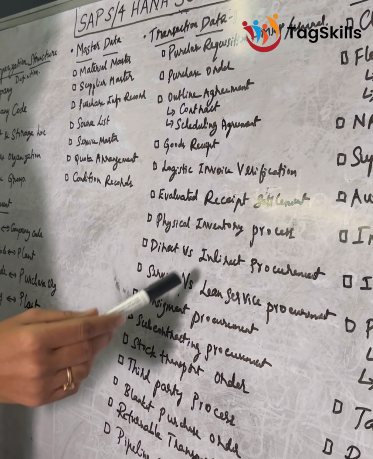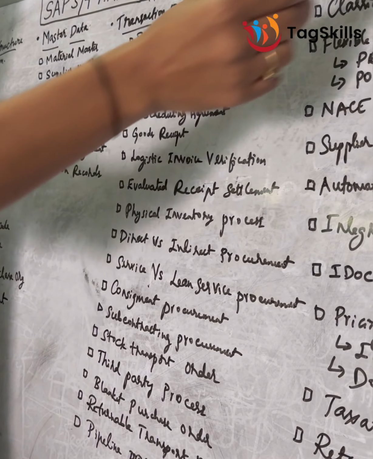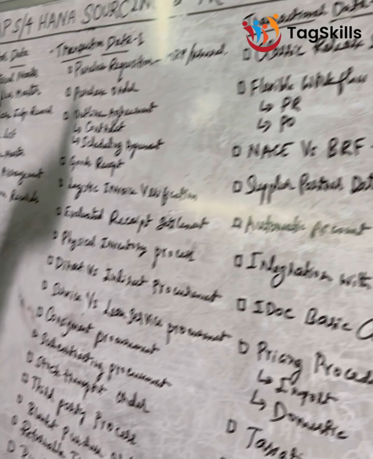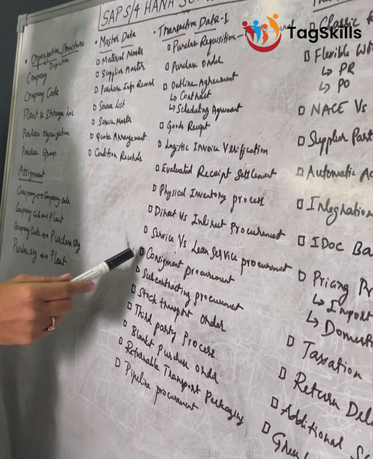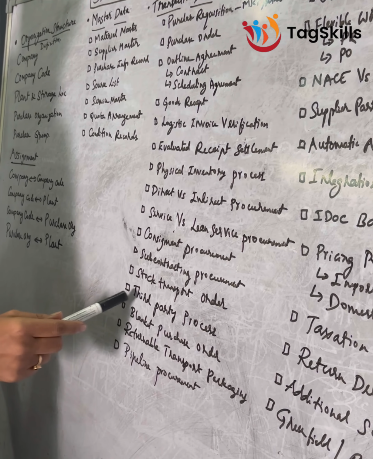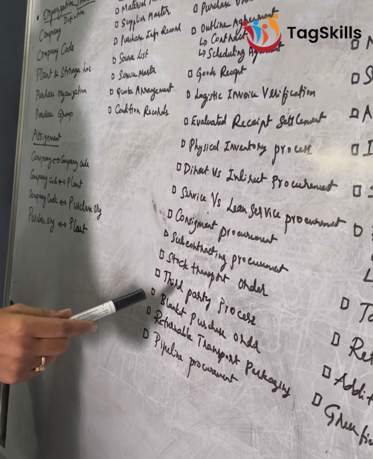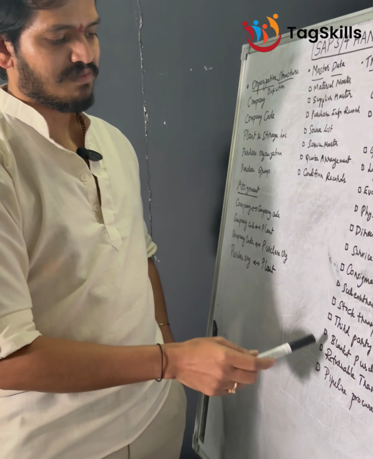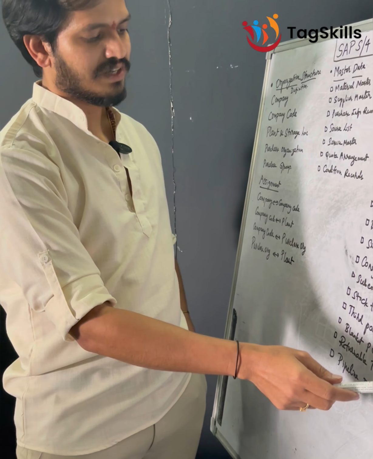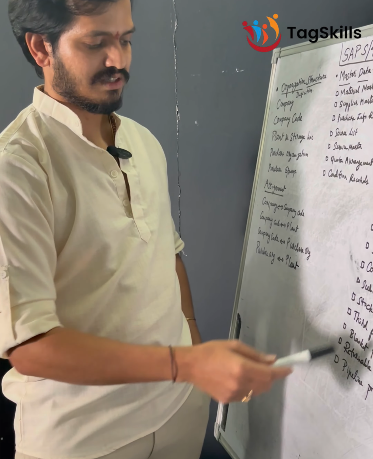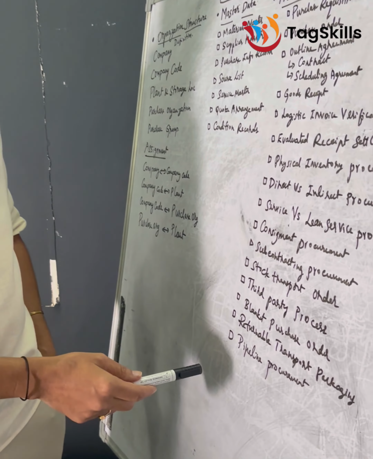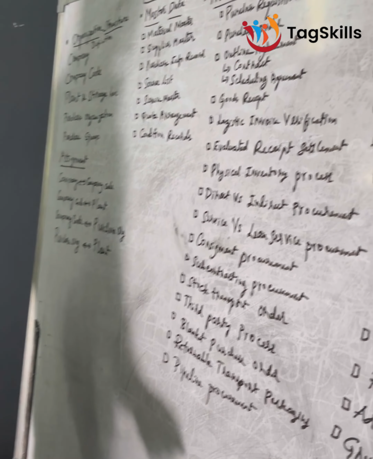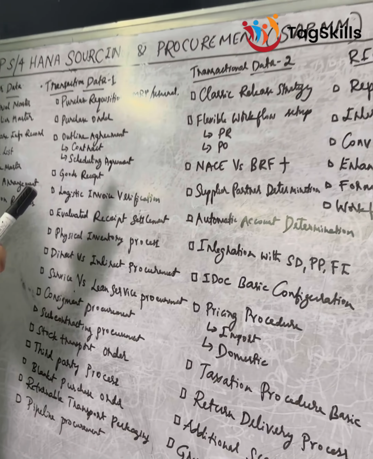Then service procurement versus lean service procurement. In ECC we used to follow service procurement only, but in S/4HANA you have both options, service and lean service procurement. Then consignment, subcontracting, STO, third party process, all that will come under special procurement, and blanket purchase order is not mandatory to know, but you can just learn that process-wise. Then RTP and pipeline will come under special procurement. So these are the transaction data you will be going through in our training.